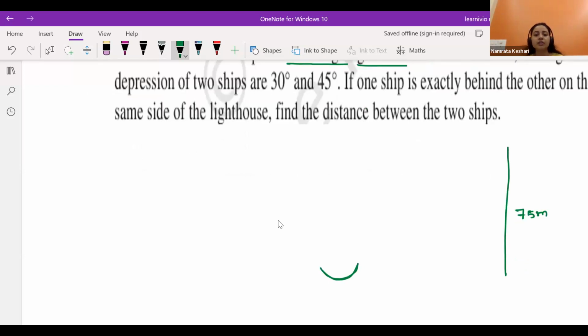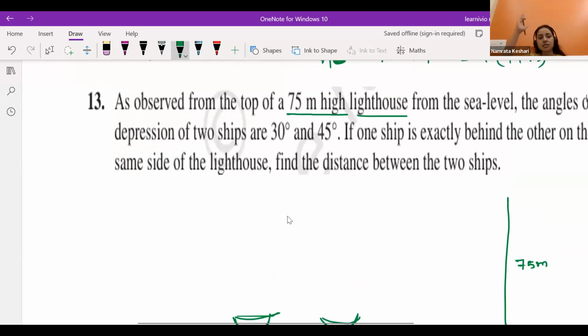Where exactly we draw the two ships, we are not sure. We are just drawing it randomly as it is. If later on we realize that we need to change it, we will change it. So there is a lighthouse and in the sea there are two ships. So far we know this much.